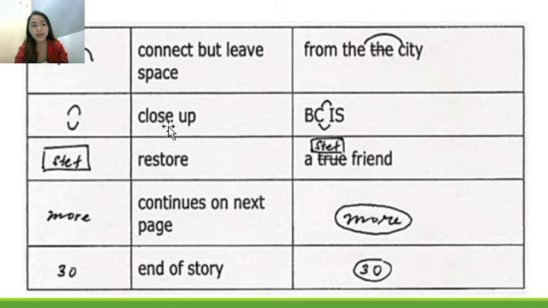Tapos, connect but leave the space. Close up. Pag dikitin. Then restore. Kasi minsan, magkakamali tayo na, ay, hindi pala, akala ko i-delete na yan. Tapos, pwede mo i-restore. Babalik mo yung binura dyan. More, continuous on next page. Yan, more, tapos pabilog. Or, end of story, 30.